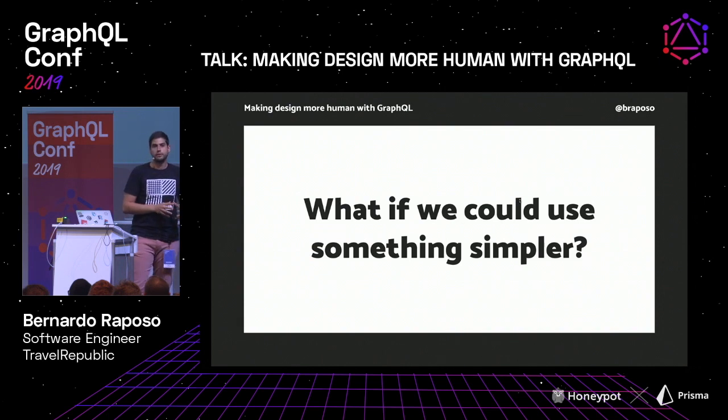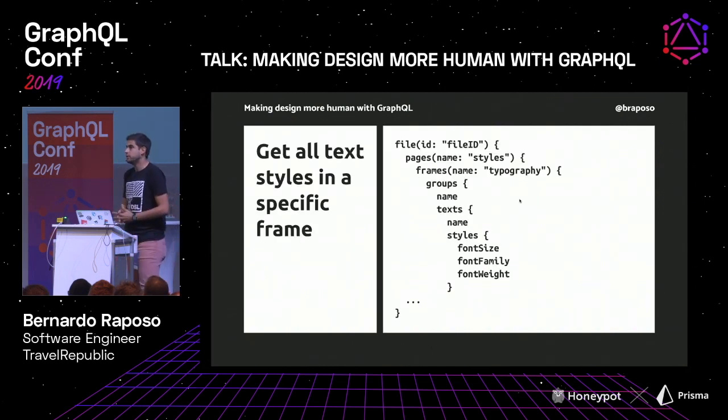But maybe we can use something simpler, something that doesn't require as much technical knowledge as we've just seen. Let's imagine that we can do something like this. On the right side, we still go to the specific file, then we get the styles page. We can see the typography frame there as well. Then we start extracting the information that we want. We dive into the groups, we extract the names for each one of the groups, and then inside each group, we extract information for all the text layers inside that group. Seems a little bit easier than doing this through code.